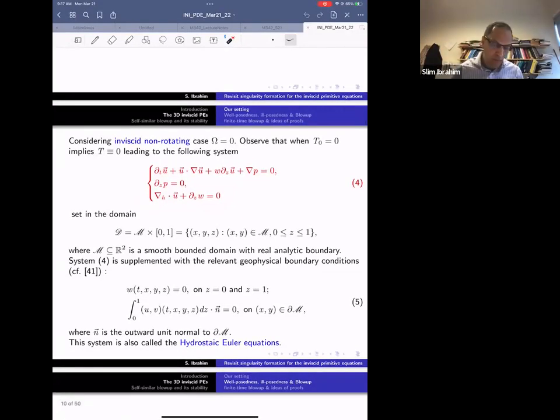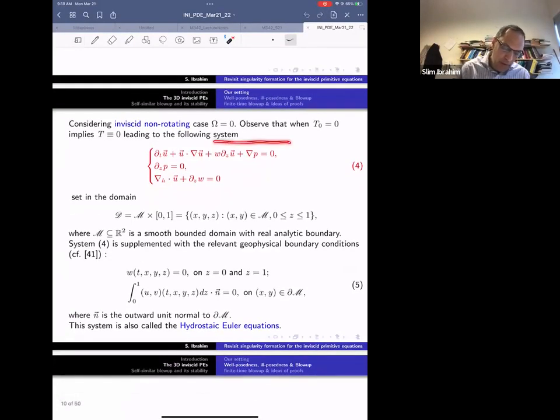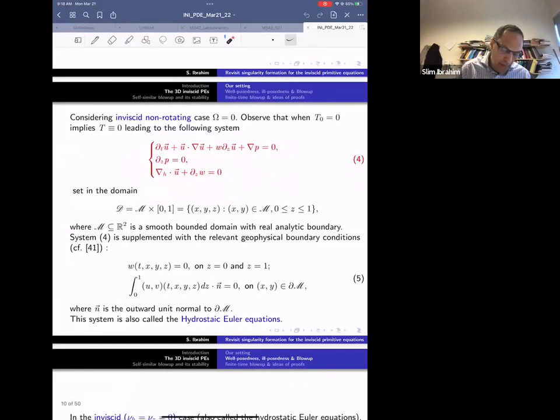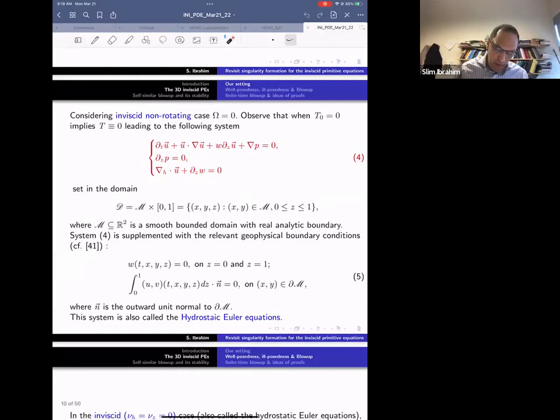So this is the setting that I will fix from now on. We will mainly focus on this set of equations, and we'll take a domain M that can be split into two pieces. This is the horizontal one, so X and Y are in M, and Z is between 0 and 1. And M is a smooth bounded domain with real analytic boundary.